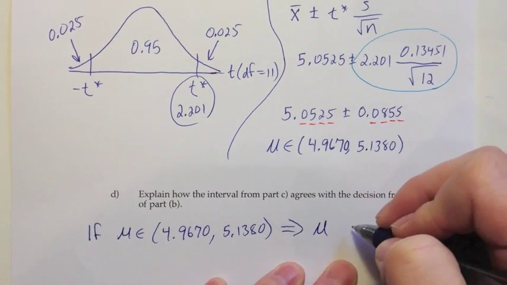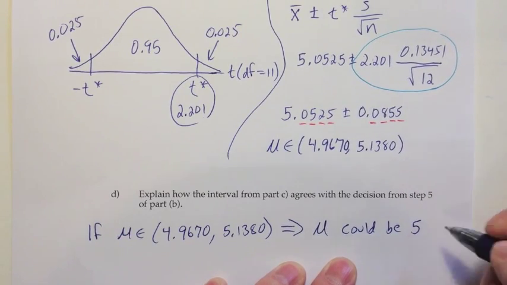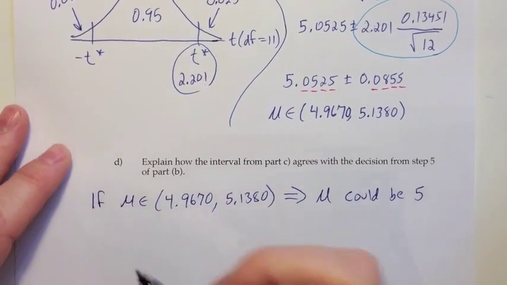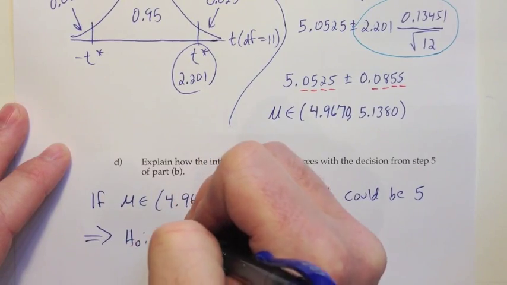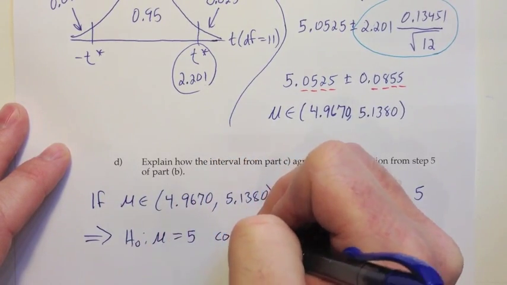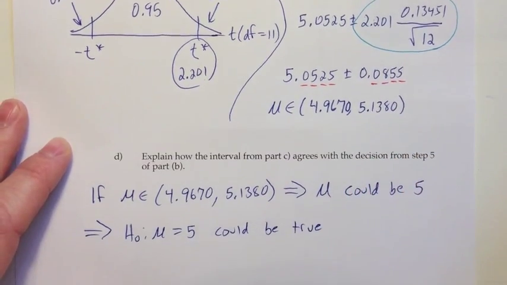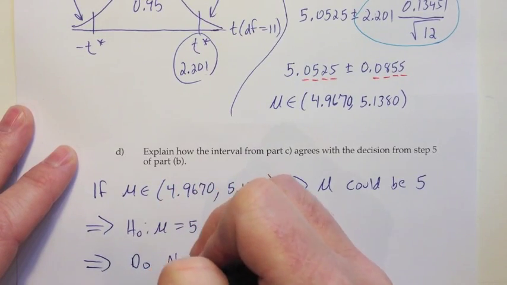So that means one of the things mu could reasonably be would be 5, and I picked that number in particular because it's the number from H0. If mu could be 5, if that's reasonable, then it means H0 that stated that mu equals 5 could be a true claim. And if it looks like it's reasonable that H0 could be true, then our decision should be do not reject H0.